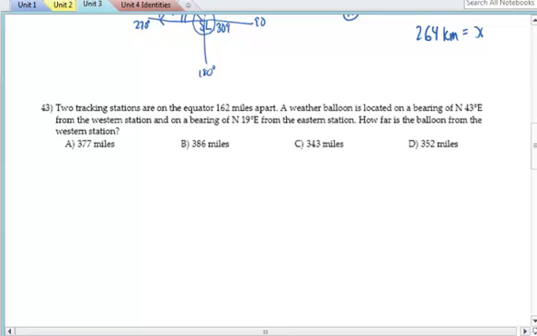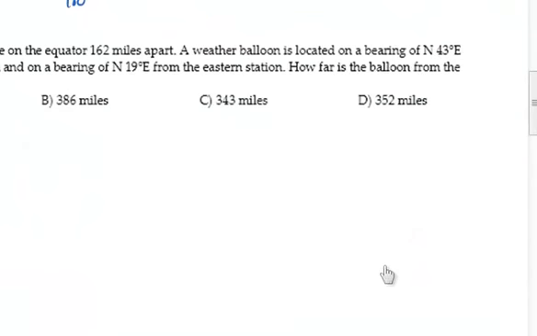The next problem: two tracking stations are on the equator 162 miles apart. We'll draw the Earth and the equator. A weather balloon is located at a bearing of north 43 east from the western station, that would be this one. So the heading is north 43 east, and that angle would be 43 degrees.